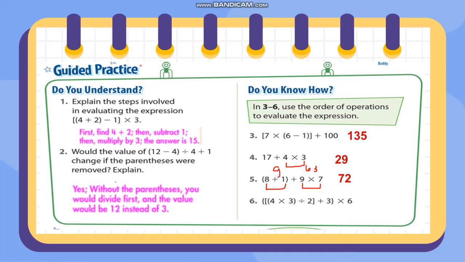Next, as you can see in question number 6, this is one group. Inside the group, we have the bracket and we have the parentheses. So we work from the inside to the outside. 4 multiplied by 3 first is equivalent to 12. And 12 divided by 2 is equivalent to 6. Then 6 plus 3 is equivalent to 9. Then 9 multiplied by 6 is equivalent to 54.